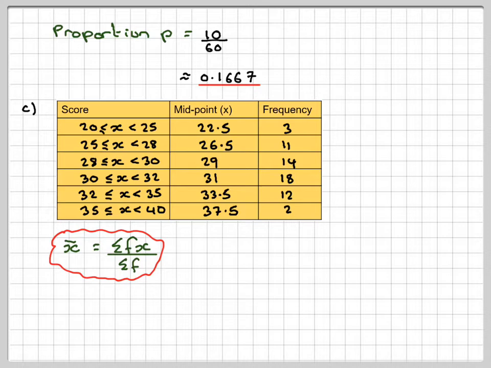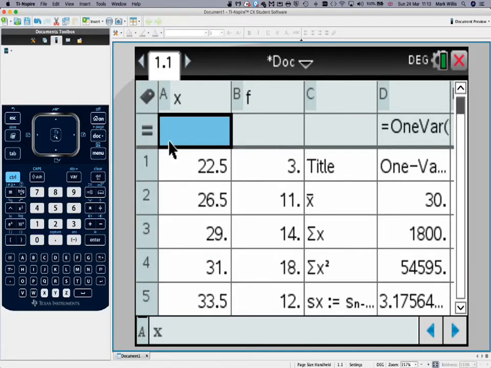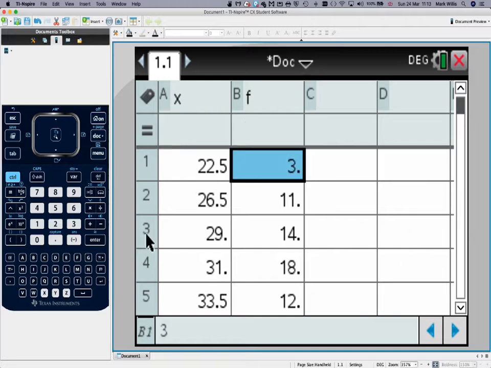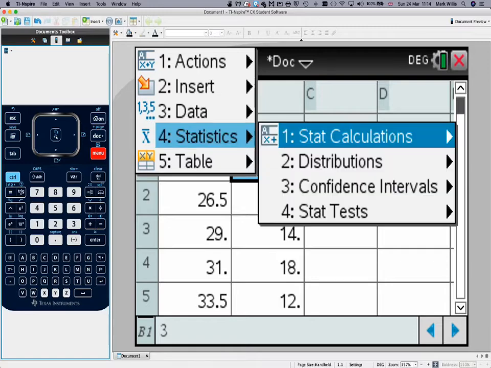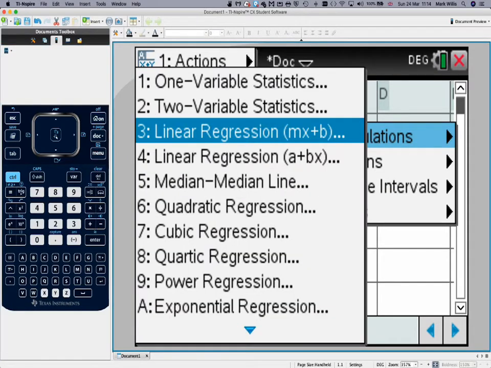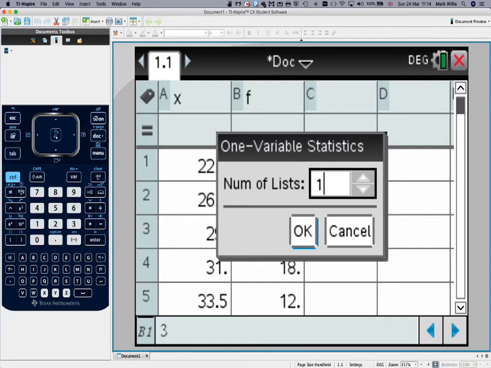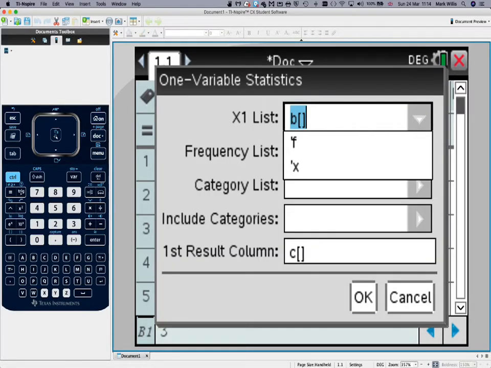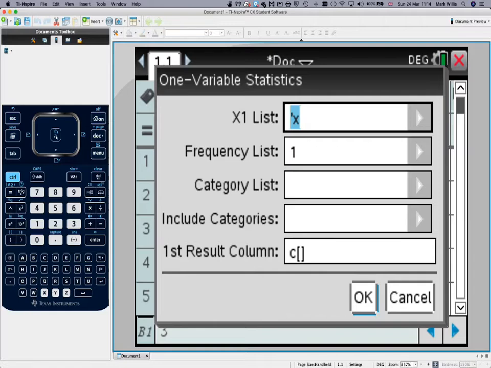So going to the calculator, I've put the data in already. This is x, this is f. These are the midpoints, these are the frequencies. Normally it's best to put the cursor here, and then just do menu, number 4, statistics. You should learn how to do this on your own calculator. One variable statistics, forget about that one. And then change these to x and f, and it will put the results in the first available space.